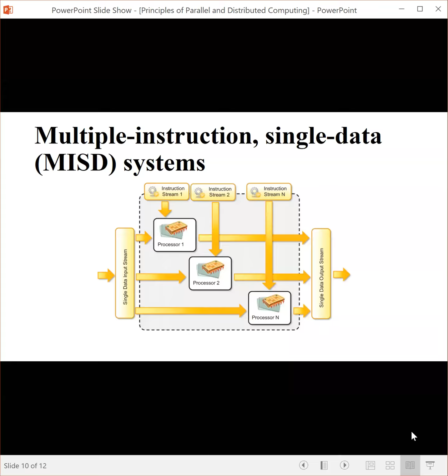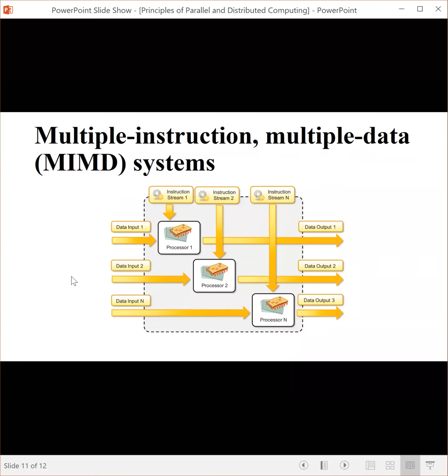So what about the fourth one? The fourth one is a multiple instruction and multiple data system. It is capable of executing multiple instructions on multiple data sets. So here every process will have a separate instruction and also a separate data set.